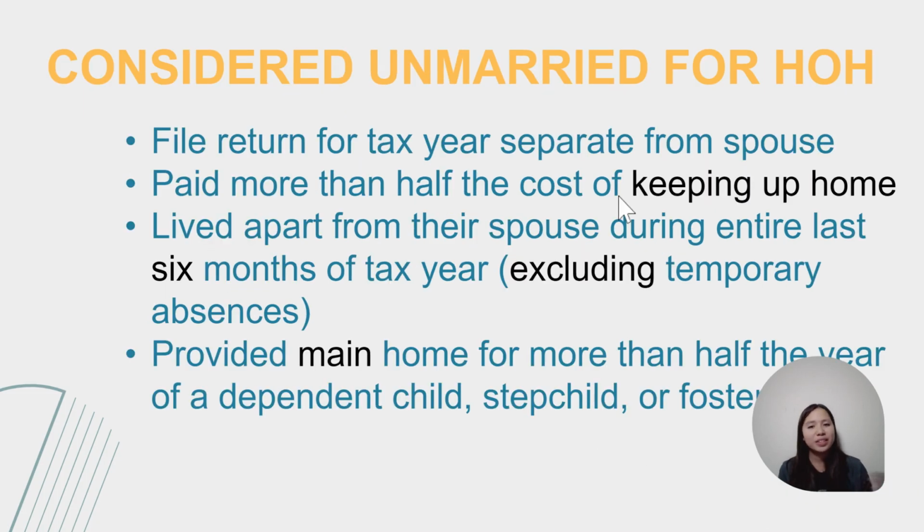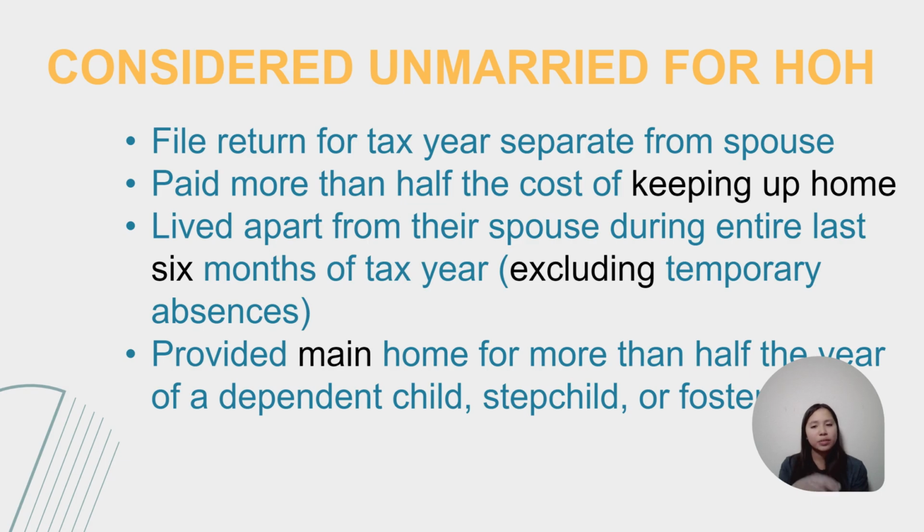But to be considered unmarried for head of household, just to reiterate, you have to file for the tax year separate from the spouse. So, meaning you're legally completely separated. And you have to have lived apart from your spouse during the entire 6 months of the tax year. So, say a taxpayer and their spouse were together up until September.